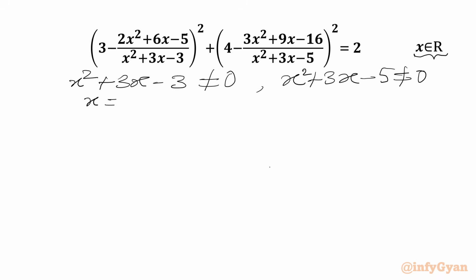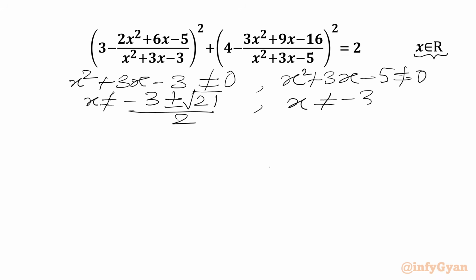x will be equal to minus 3 plus minus the square root of 9 plus 12, 21 over 2. x cannot be equal to minus 3 plus minus the square root 21 over 2, and x cannot be equal to minus 3 plus minus the square root of 29 over 2.